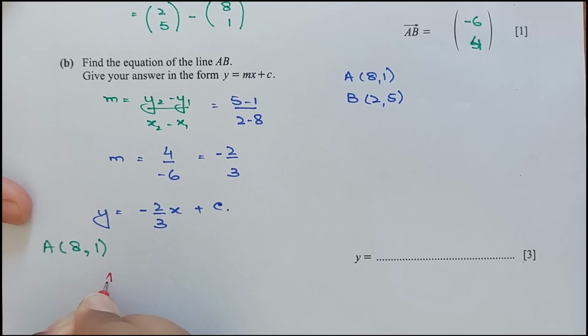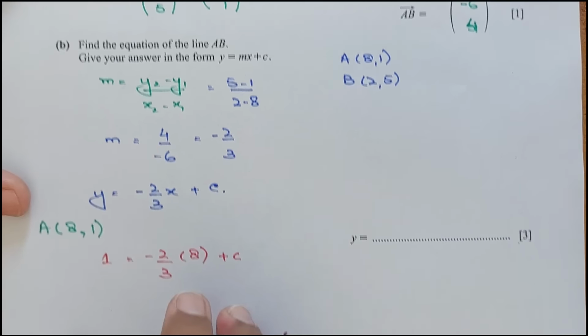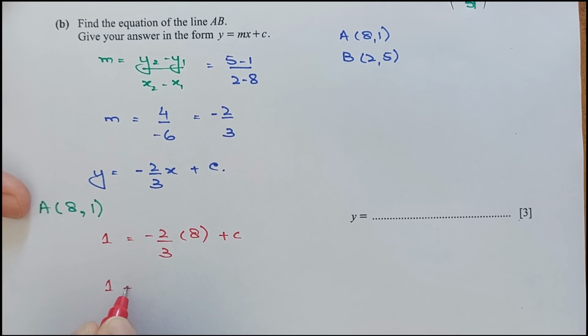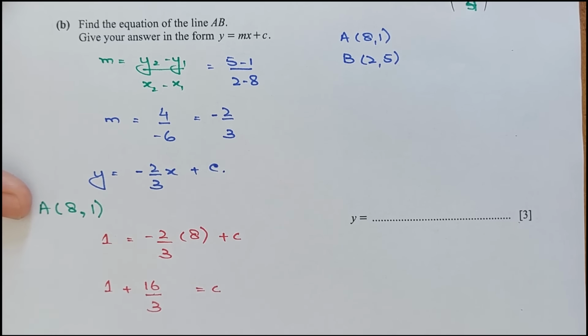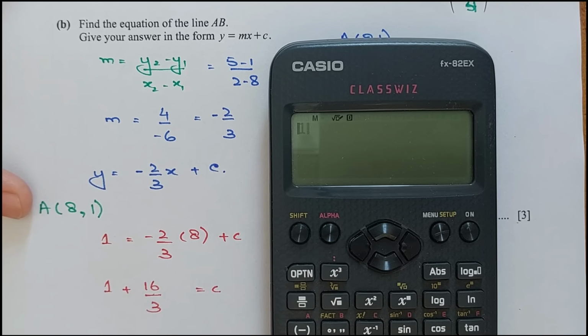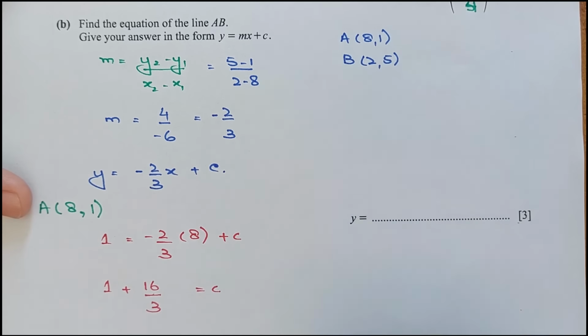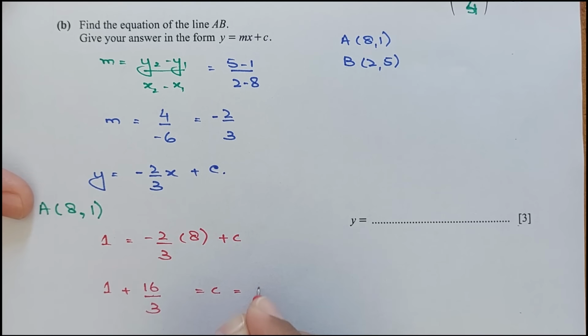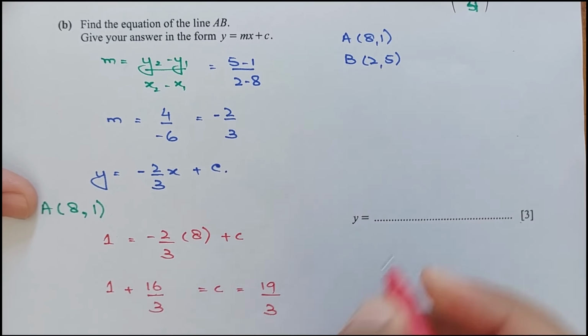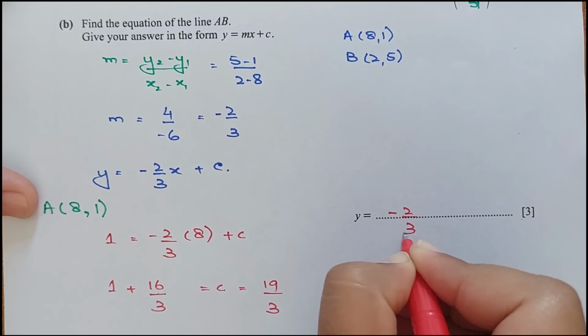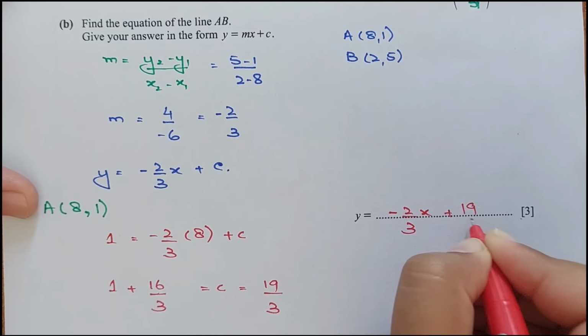So y is 1. This equals minus 2 by 3 into 8, x is 8, plus c. Let me solve for c. So 1 plus 2 times 8 is 16 over 3. This is the c value. Okay, 1 plus 16 over 3, 19 over 3 is the c value. So the equation is y equals minus 2 by 3x plus 19 over 3.